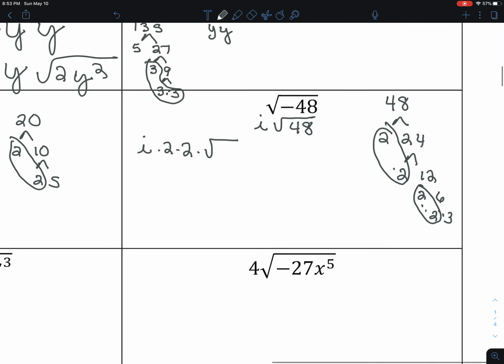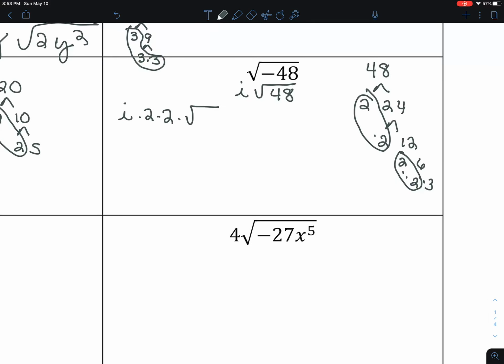I'm not sure why that's doing that. It's getting on my nerves.